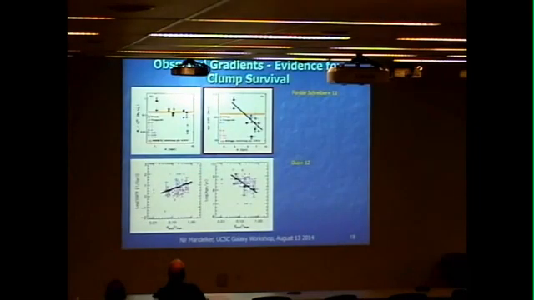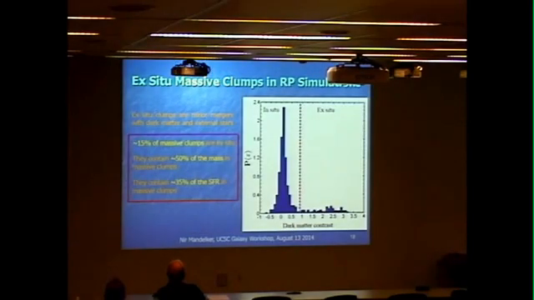These gradients have been observed by Natasha Foster-Schreiber and Yicheng Guo in these two papers, and this seems very consistent with the picture that clumps survive, the massive clumps survive, and they migrate to the center. I'm out of time, so I'll just tell you that about half the mass of the clumps is actually not in situ clumps, but in ex situ mergers.